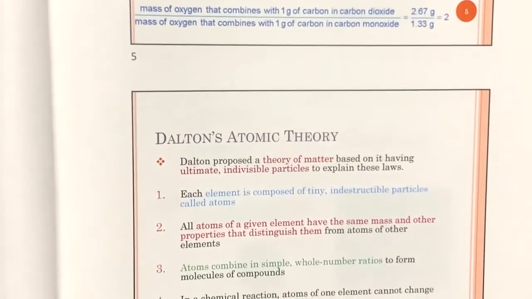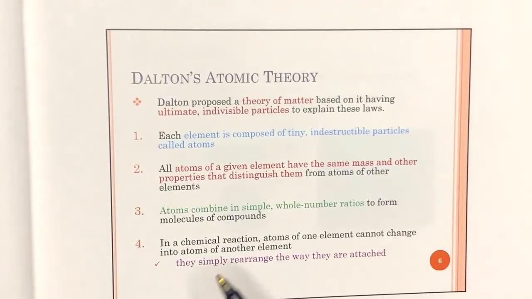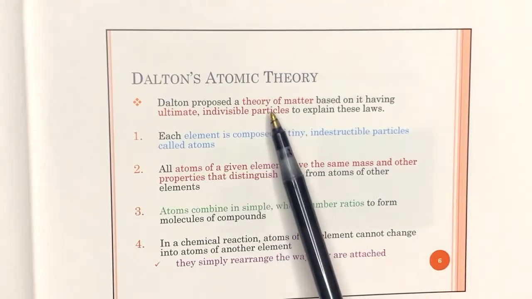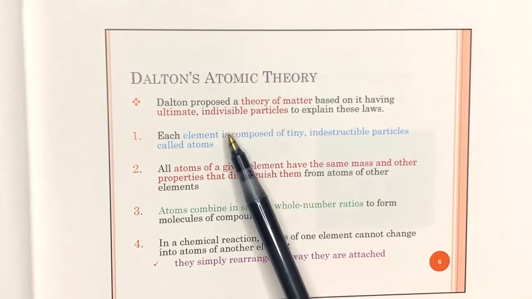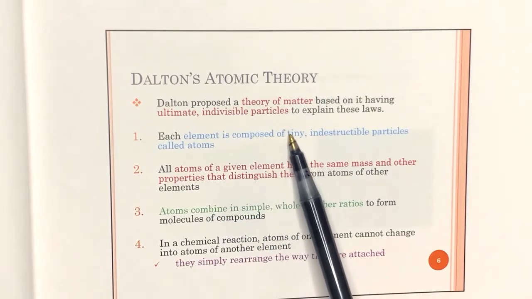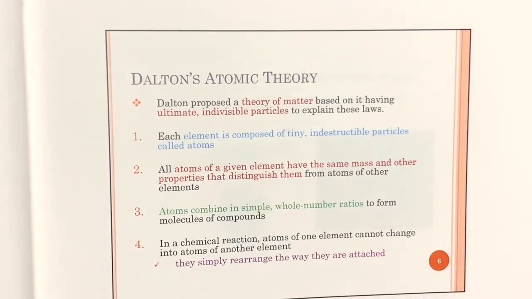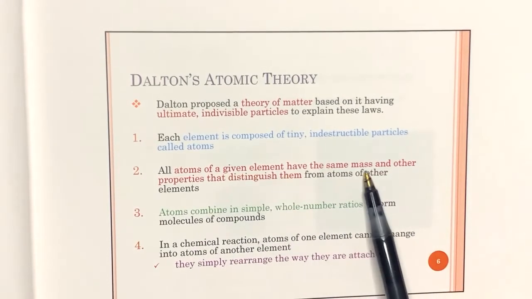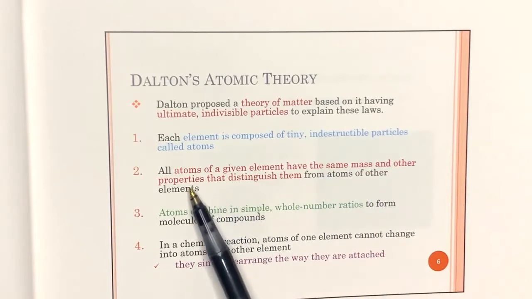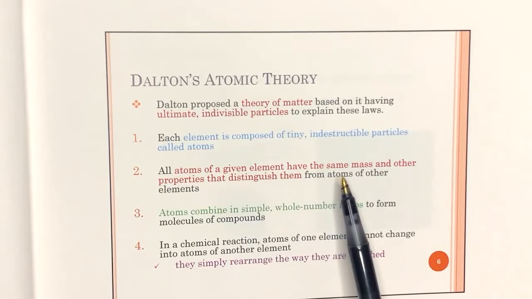And then Dalton came with the atomic theory that was established. His theory was that matter was based on something indivisible, a small unit that cannot be further broken apart. Each element is composed of tiny little particles called atoms. At that time, he thought the atom was the smallest thing ever, and all atoms of the same element have the same mass and have distinct properties that are different from atoms of other elements.